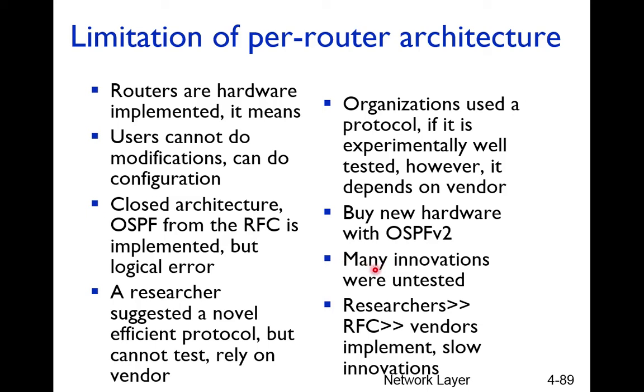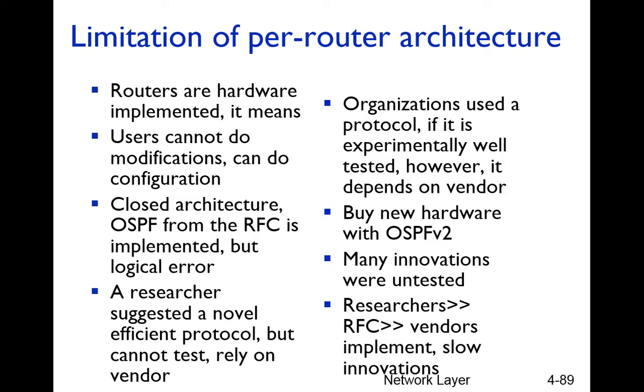So that's why many innovations remain untested. Why? Because vendors like Cisco and HP don't implement the new protocol in their hardware, and then the user cannot use it. The researcher proposes a new protocol, then proposes an RFC. Then it depends on the vendor whether they implement the new protocol in their upcoming devices or not. So innovation is very slow. Why is it slow? Because the new protocol doesn't come into the market very early.